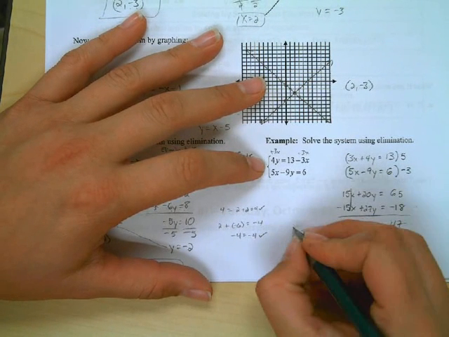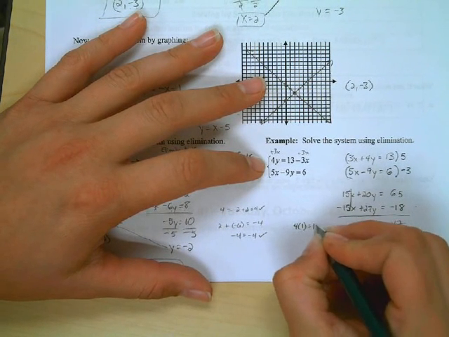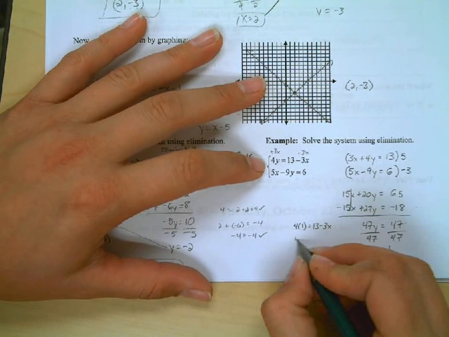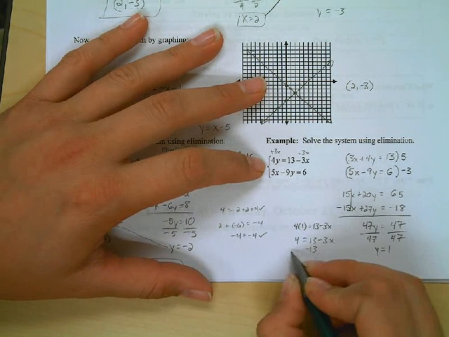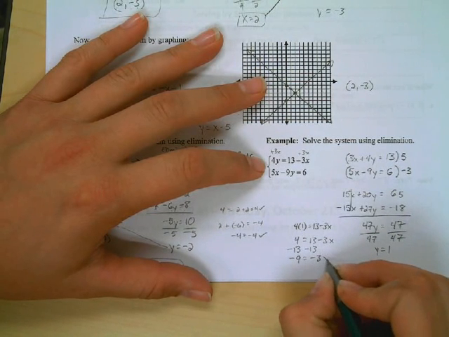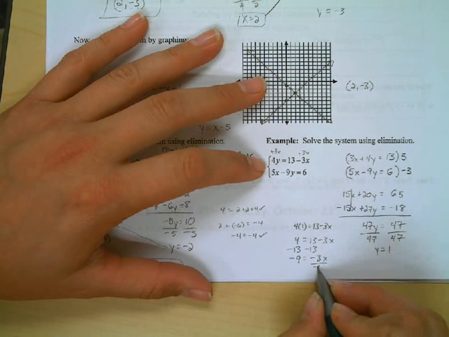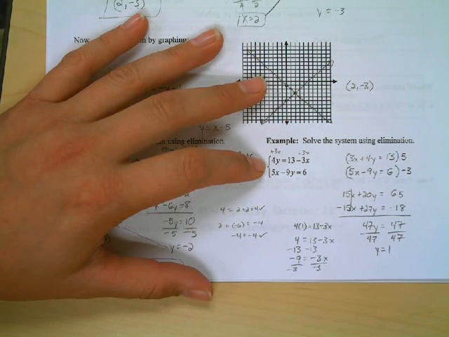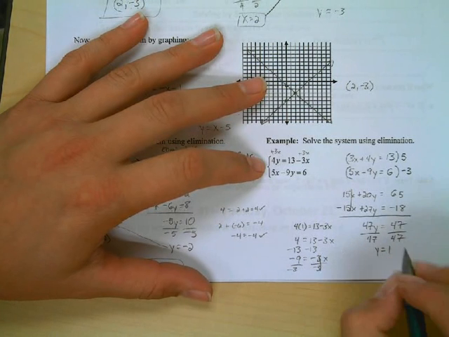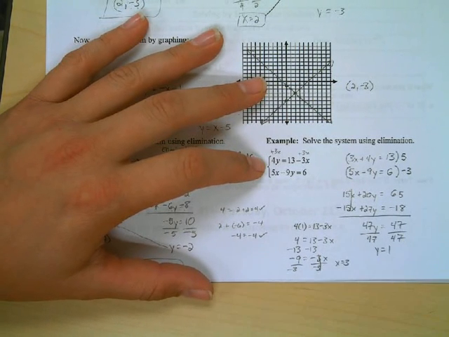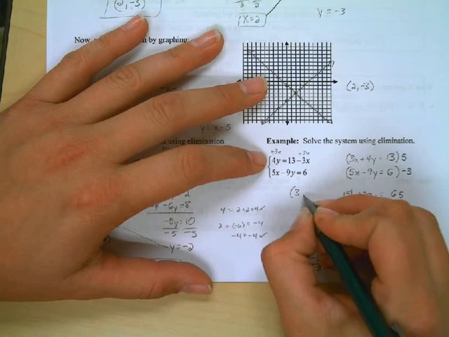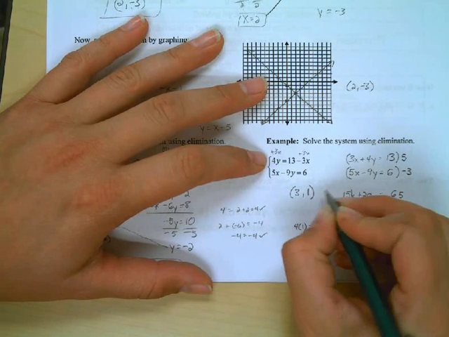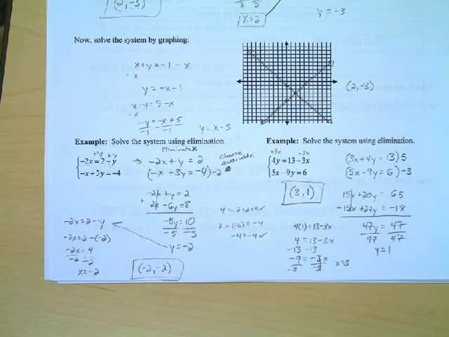So 4 times 1 is equal to 13 minus 3x. 4 is equal to 13 minus 3x. Subtract 13. Negative 9 is equal to negative 3x. Divide by negative 3. X is equal to positive 3. Now I have my numbers for my ordered pair. Final answer here would be x is 3, y is 1. That would be the point where those two graphs would intersect if I were to graph it.